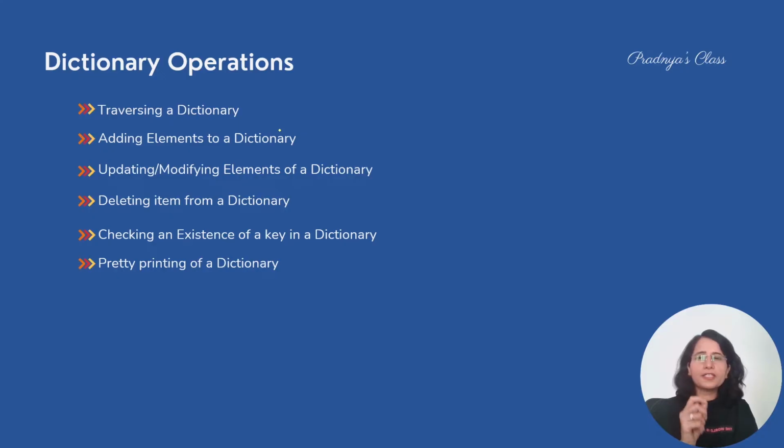Let's continue our discussion of dictionary with dictionary operations. Here are the operations which we are going to perform on dictionary. We will traverse a dictionary, we will check how to add elements to the dictionary, and then we will understand how to modify or update the elements of the dictionary, and then we will discuss how to delete a dictionary. We will try to understand how to check the existence of a key in a dictionary, and we will print the dictionary in a readable format. So let's discuss these operations one by one.